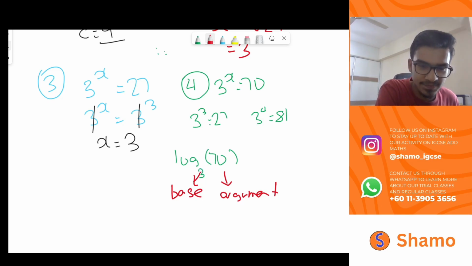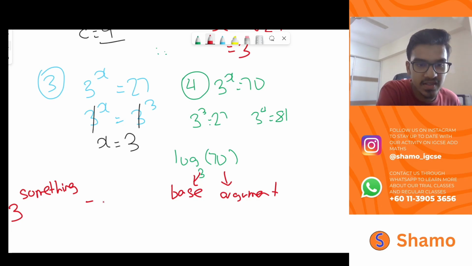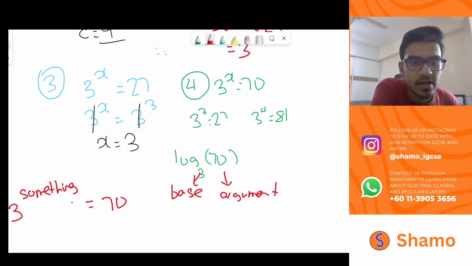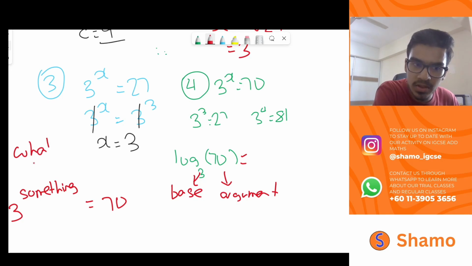What it basically tells us is 3, I'll write it here, 3 to the power something, or 3 to the power what gives us 70 in this case. So we know that 3 to the power something gives us 70, right? But we don't know the exact value of that something. That's what we're trying to find. This log base 3 of 70 gives us that something, or that what. I think what could be a better word. So it gives us that what.